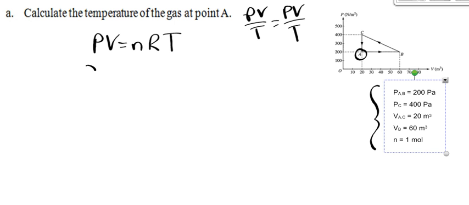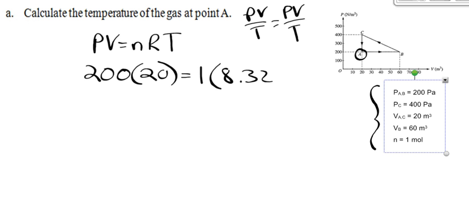So in this case, I know my pressure is 200, volume is 20, and once you plug that into your calculator, you end up with your correct answer, which is 481 Kelvin.